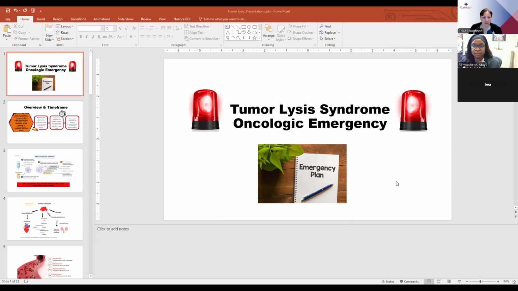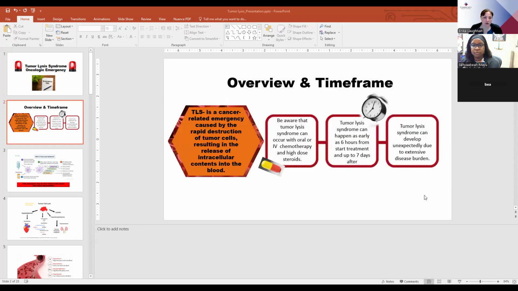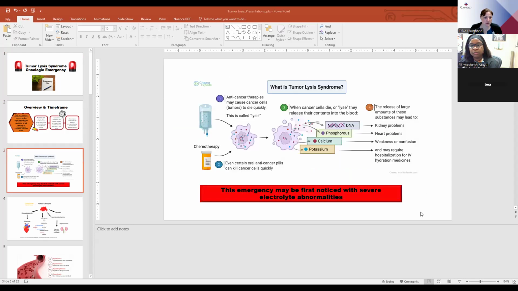All right, so without further ado, the first topic that we are going to be covering is tumor lysis syndrome. So tumor lysis syndrome is an oncology emergency. We know this. We talk about the overview and the time frame, what it actually is and what can cause it, and then how fast the onset can happen. So that's what these slides are about.